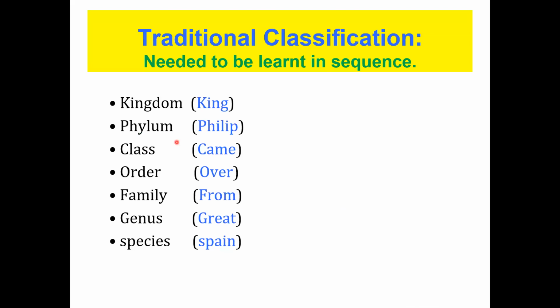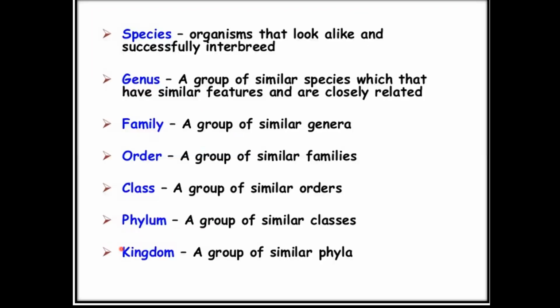Now coming to how you people can learn the sequence or hierarchy of the classification: King Philip came over from Great Spain. That is a very important sentence. Kingdom is the largest group. There are basically 5 kingdoms in our syllabus, and universally 5 kingdoms are recognized, which have many phyla, and many phyla will have many classes in them. Many classes will have many orders inside, and so on till the species. A genus will have many species.